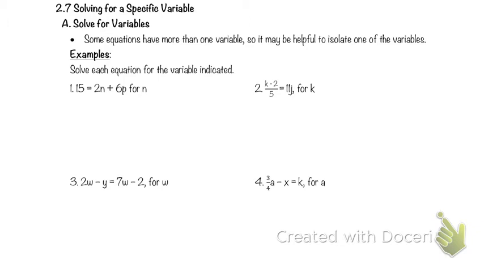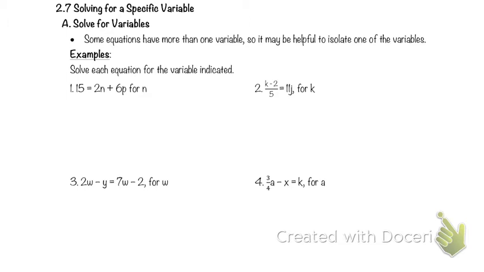Section 2.7. Sometimes some equations have more than one variable. You see this a lot with formulas, whether that's in geometry or later on in math, or in science quite a bit. So it can be helpful to isolate, or get by itself, one of the variables. Up to this point, we've only seen one variable each time, whether that variable is x, a, b, z, y, you name it. Now we're going to see two or more, and we're going to be asked to solve for a specific variable.